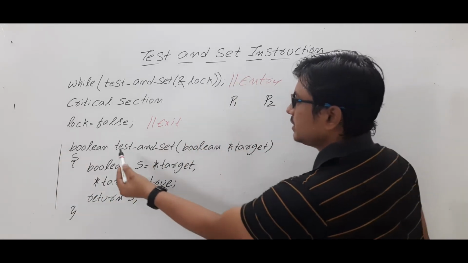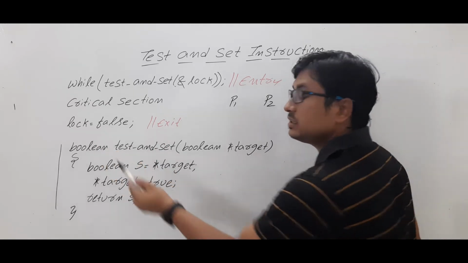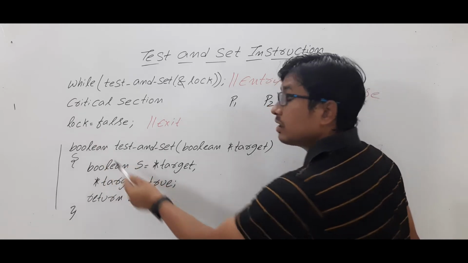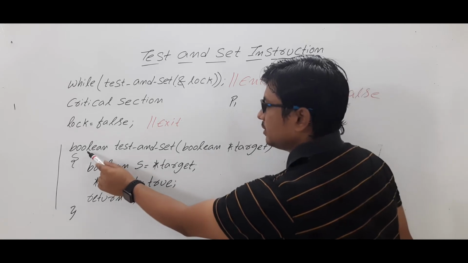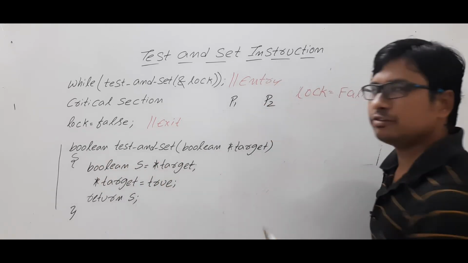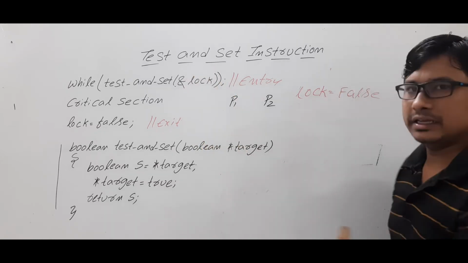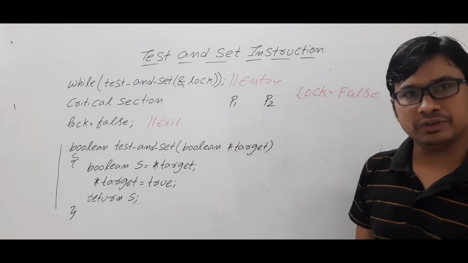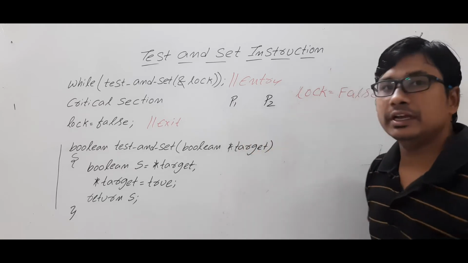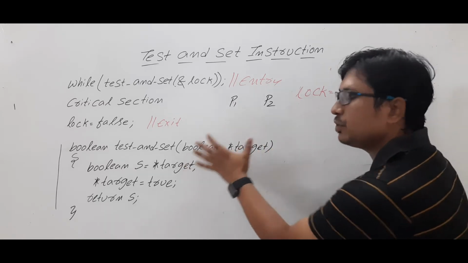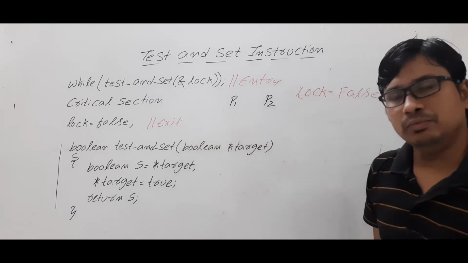Now look here: boolean TestAndSet(boolean *target). The meaning is that this function is returning a Boolean variable. Is it clear? Because any function will have a return type, function name and list of parameters. As this lock variable is storing either true or false, we can consider it as a Boolean variable. So a Boolean variable's address can be stored by a Boolean pointer only. I hope you understand why I have written the data type of the target as Boolean.